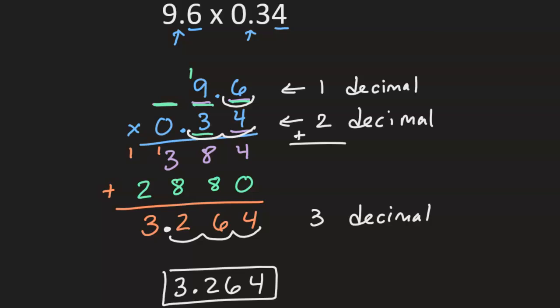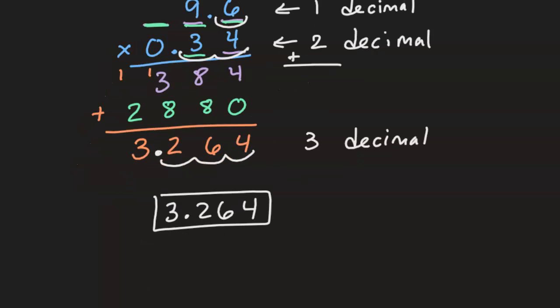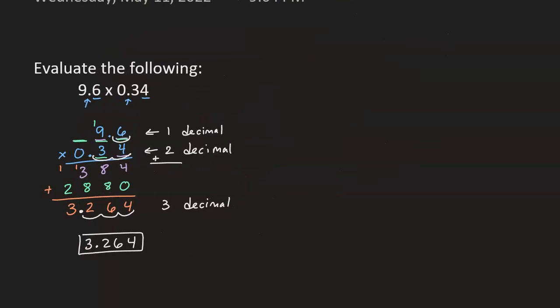And as always, we use rounding to assess whether or not this answer is close to accurate. If we round 9.6 to 10 and round 0.34 down to 0.3, 10 times 0.3 should be around 3, which yes, our answer is around 3. It's 3.264.